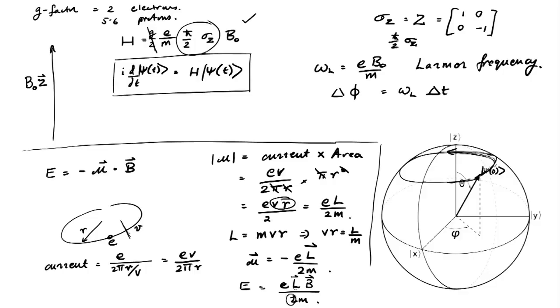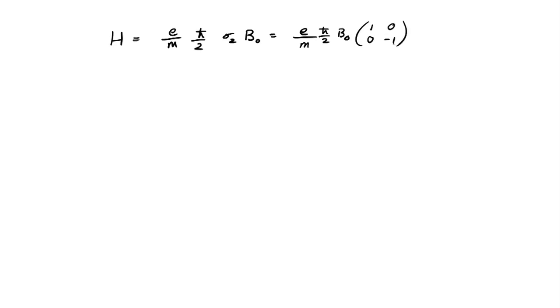All right, but now, once we have this Hamiltonian, we need to solve it. So what does it look like? So let's write it out again. So we have the Hamiltonian is E over m, h bar over 2, sigma z times B naught, which is E divided by m, h bar over 2, B naught. It's just some scalar, and then sigma z is [[1, 0], [0, -1]]. Okay, so that's the Hamiltonian.